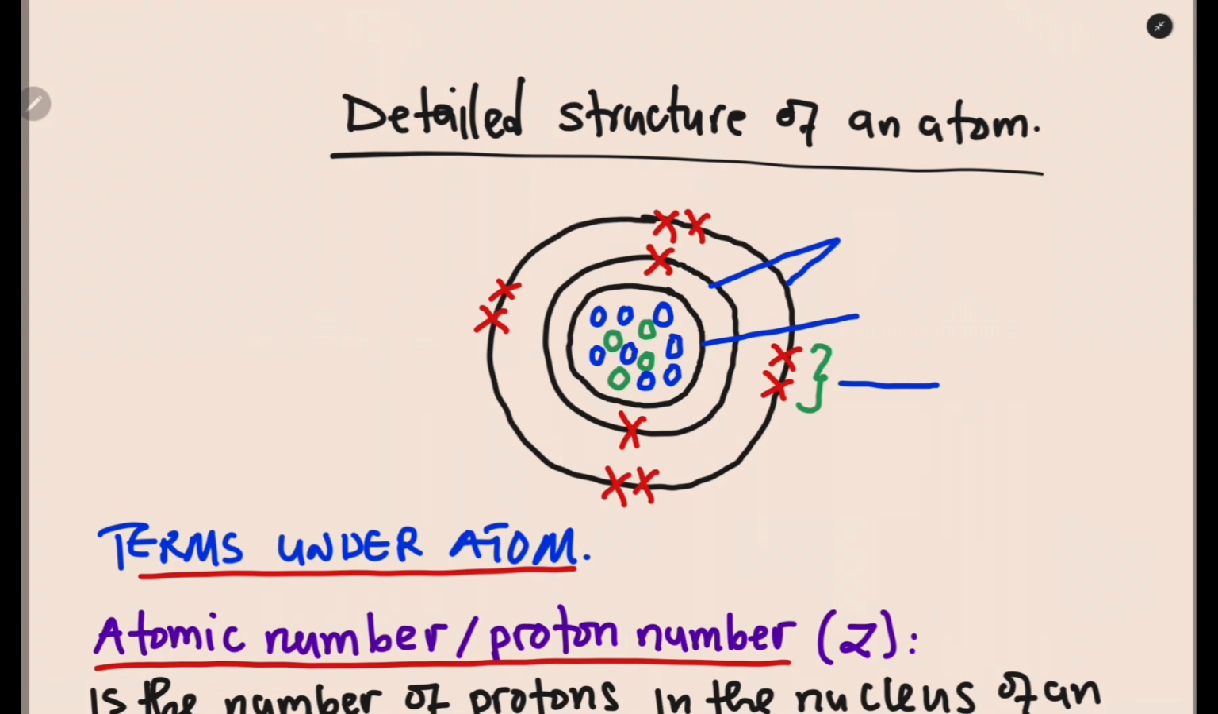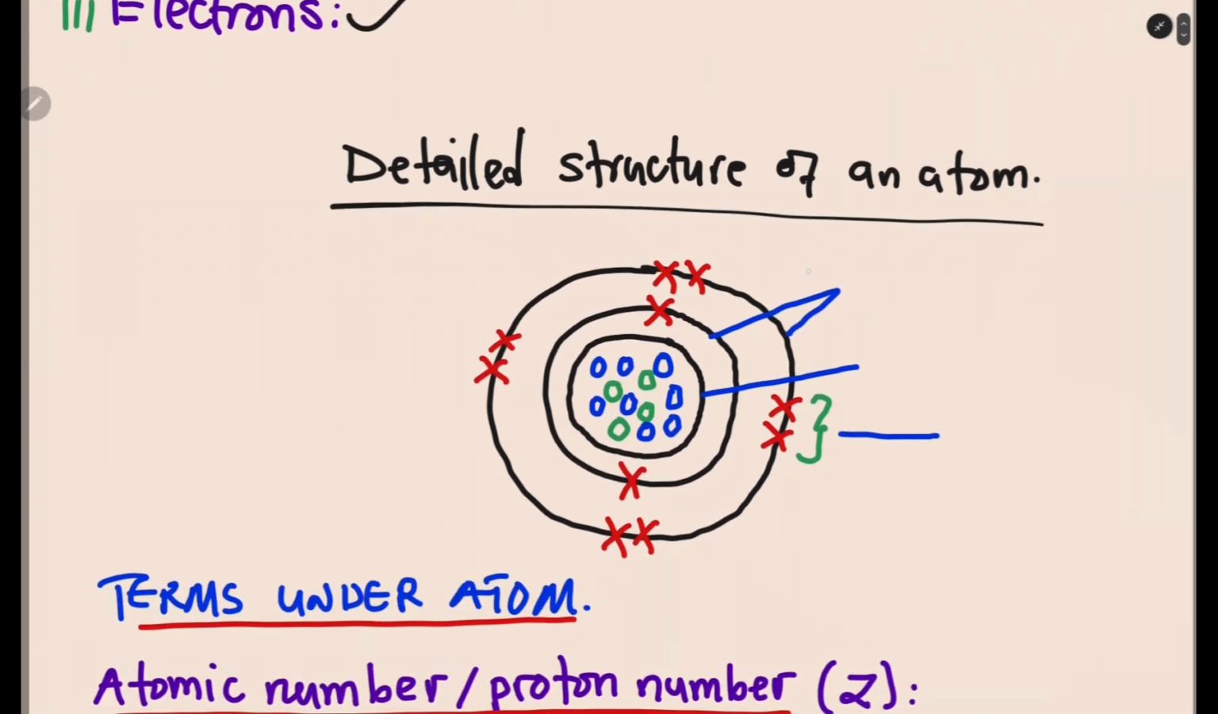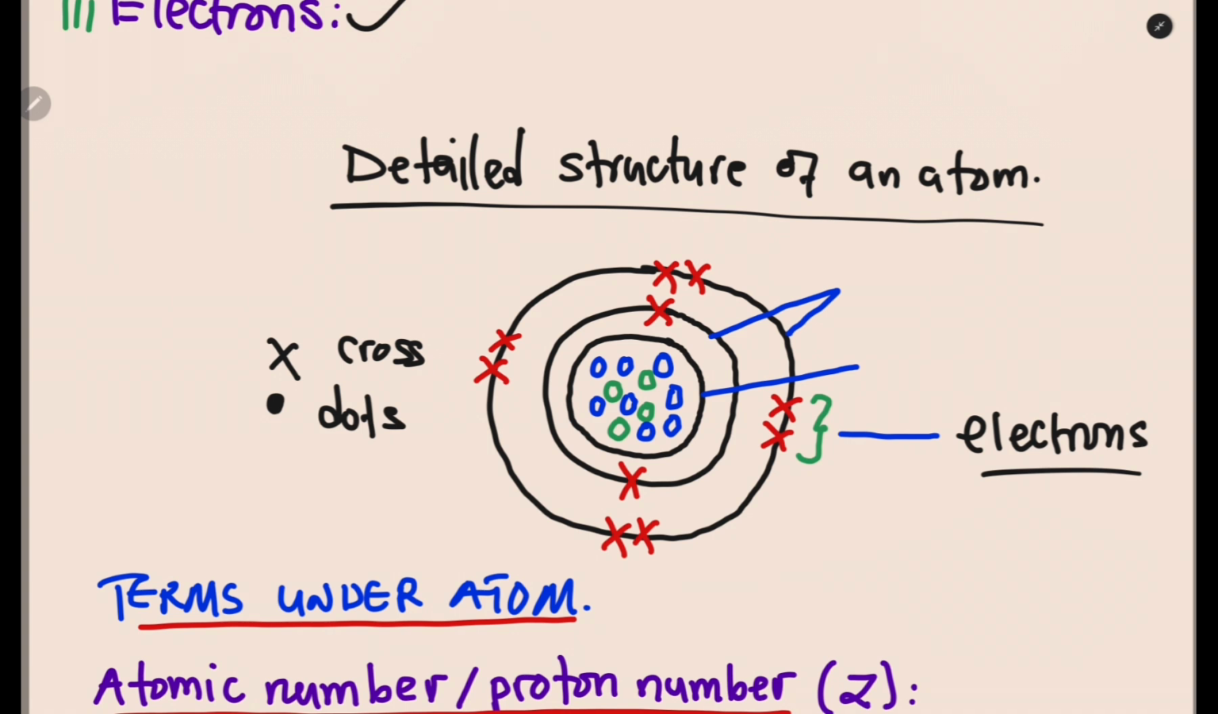Since there are three subatomic particles, and the whole of this structure is an atom, how are they positioned in this atom? These Xs that you are able to see are called electrons. It is very important to know this. Let me also mention that electrons can also be represented using dots, so dots and crosses can be used to represent an electron.